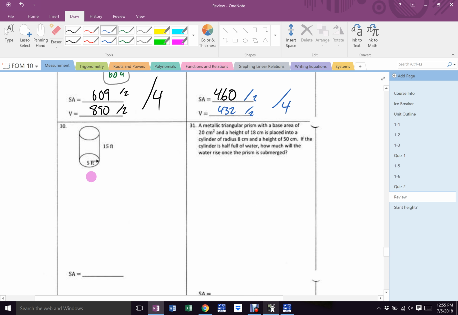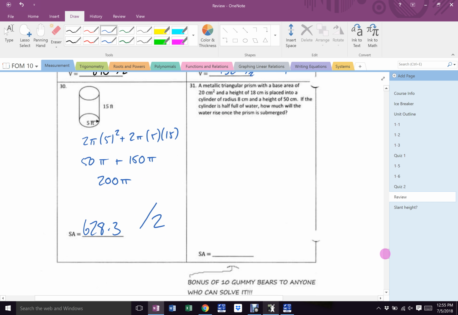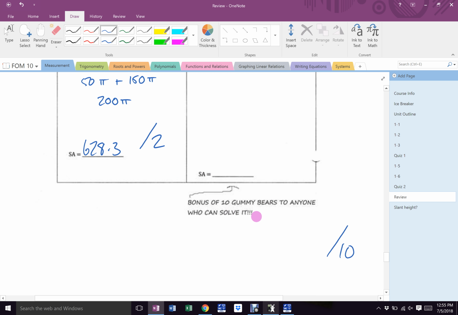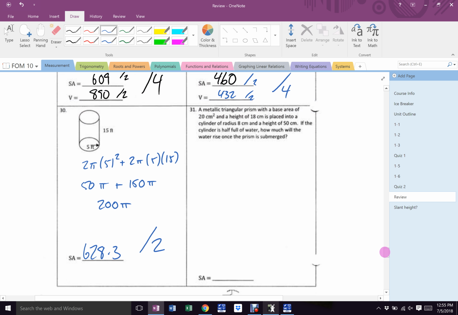I only wanted surface area here. Pi, or 628.3 out of 2, making that page out of 10. This was bonus. I'll come back to it if we have time.